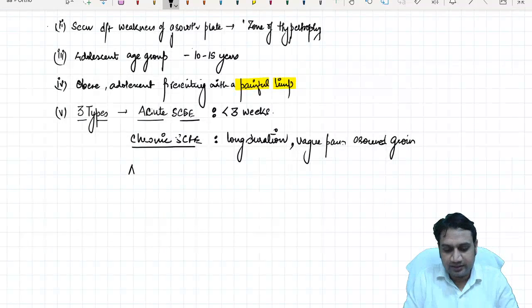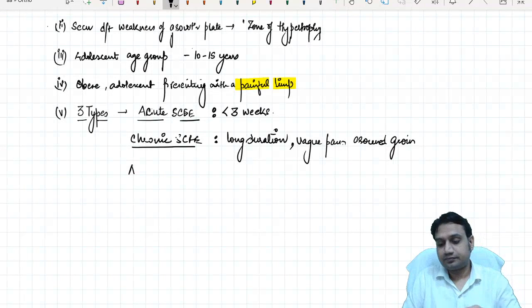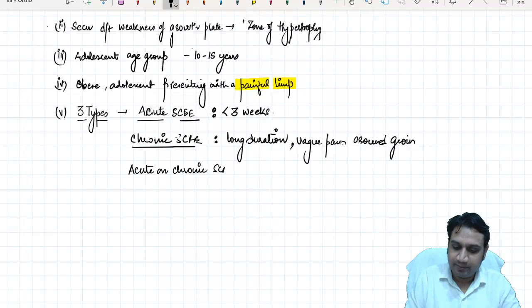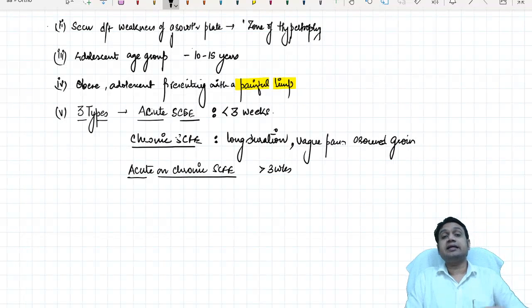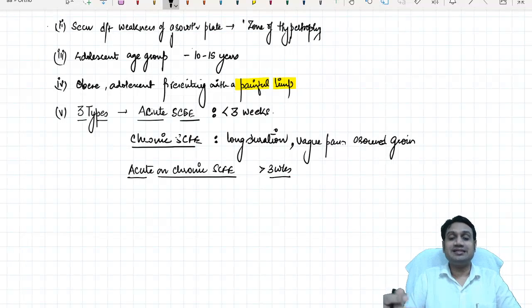And the third one is known as acute on chronic SCFE. What does that mean? It was a long-standing case of more than 3 weeks duration where the symptoms have suddenly increased. Okay, sudden exacerbation of the pain. That is what acute on chronic SCFE is.